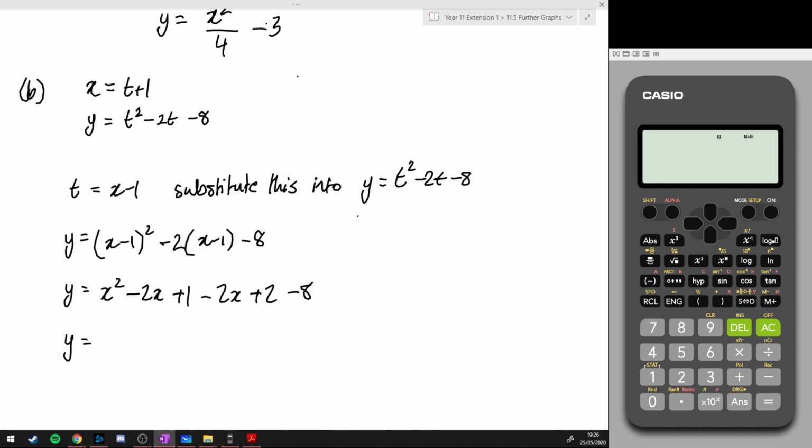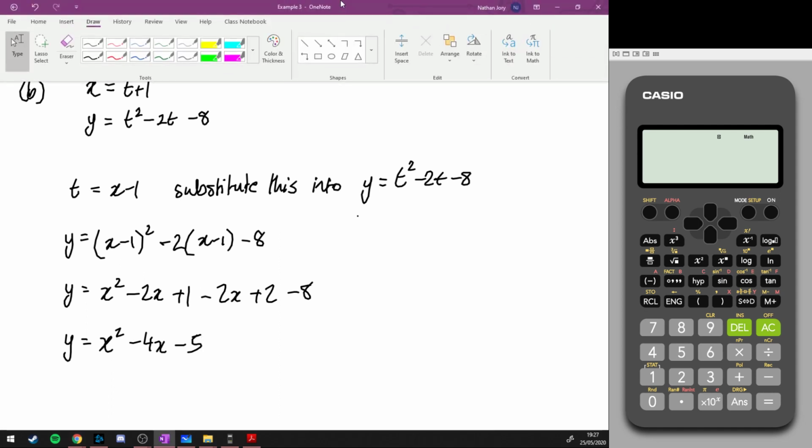Now we're going to simplify, so we get x squared, since there's no other x squared terms. Minus 2x minus 2x is minus 4x. 1 plus 2 is 3, minus 8 is negative 5. So this is the Cartesian equation for our two parametric equations.